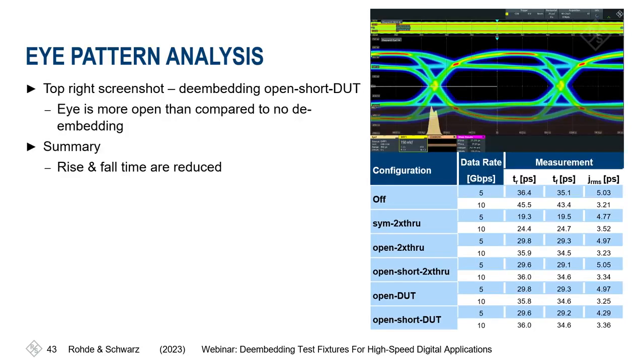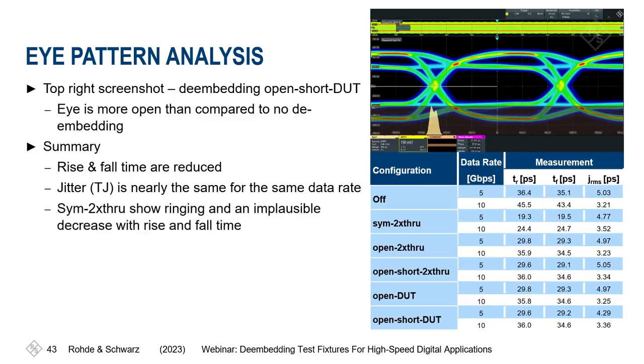And we see that rise and fall times are reduced. The total jitter is nearly the same for the same data rate. And the symmetrical 2x through shows ringing and an implausible decrease in rise and fall times. If you look at that, that's really, let's say, unrealistically improved.